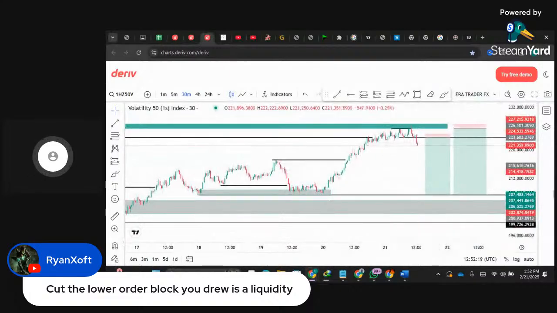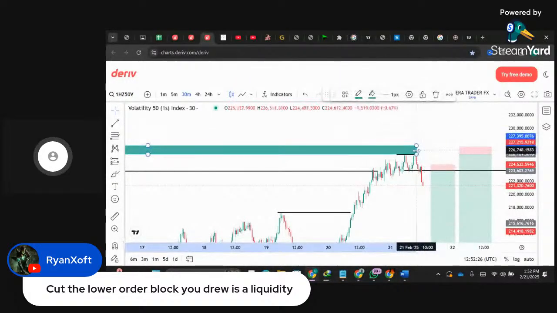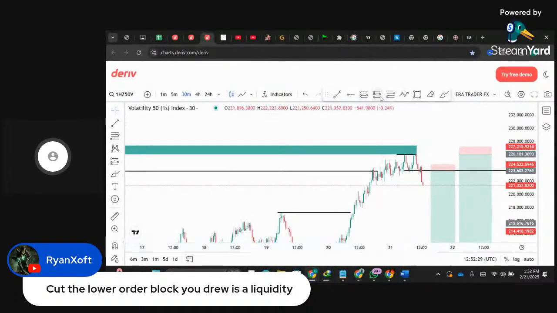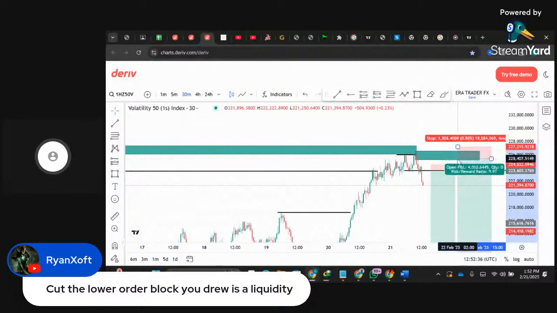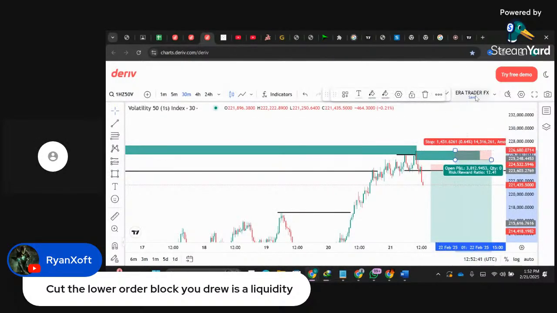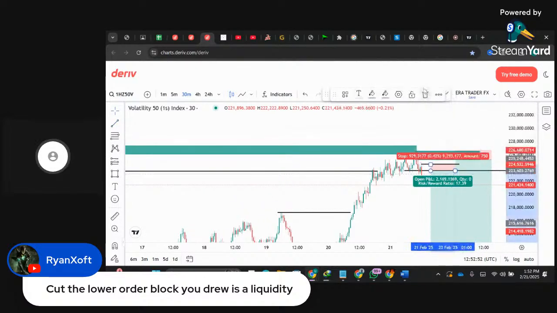So basically, a lot of people might be waiting for it here, right? A lot of people might be waiting for it here. And also a lot of people will be waiting for a break of support. I don't know if you get what I'm saying. So this might actually be the best order block to use for this trade, because this might now serve as our liquidity for the early sellers.